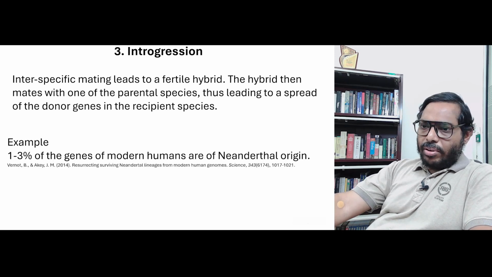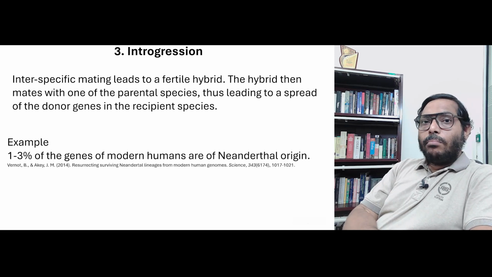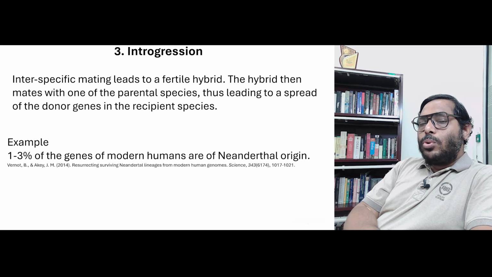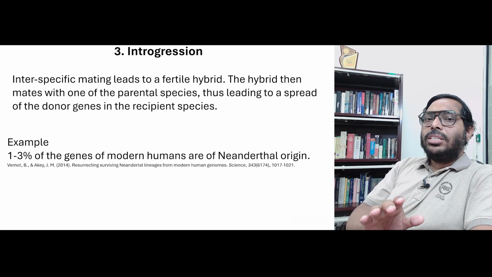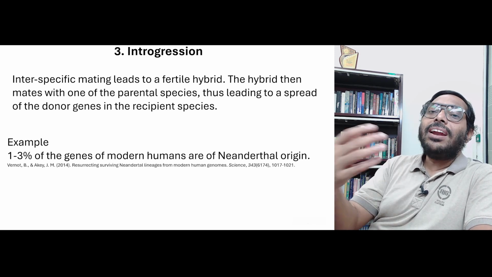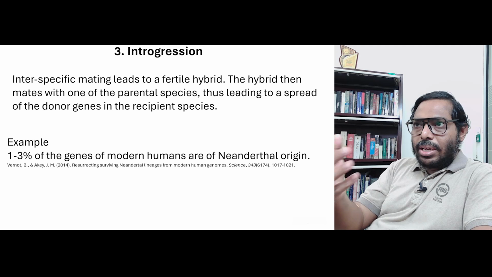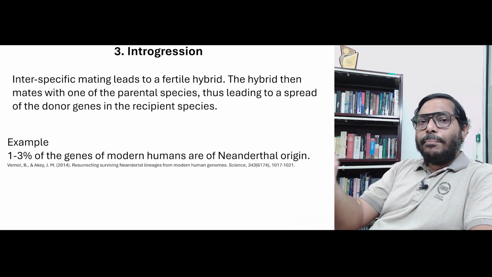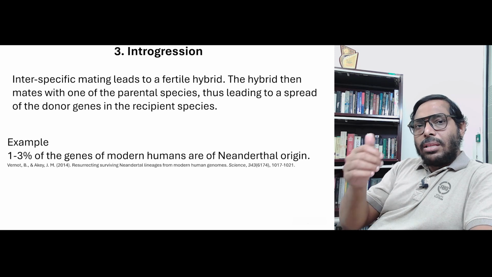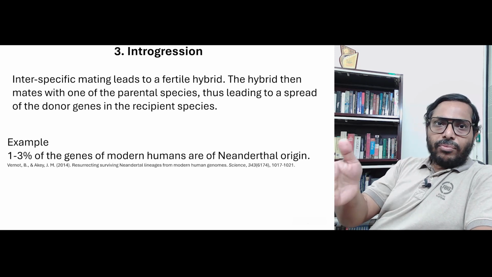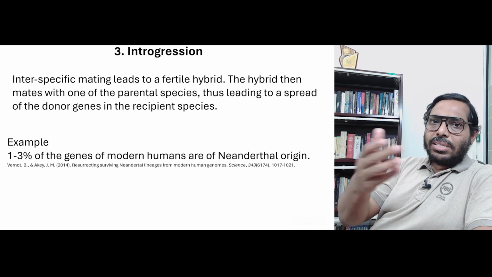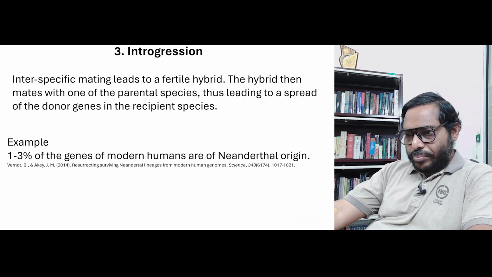So, for example, a very famous example, if you look at modern humans, about 1 to 3% of the genes that make up our genome, depending on which population you are talking about, is actually coming from Neanderthals. Okay. So, basically the assumption is that at some point Homo sapiens mated with Neanderthals and then their genes have propagated into the human gene pool, and even after so many thousands of years it is still identifiable.